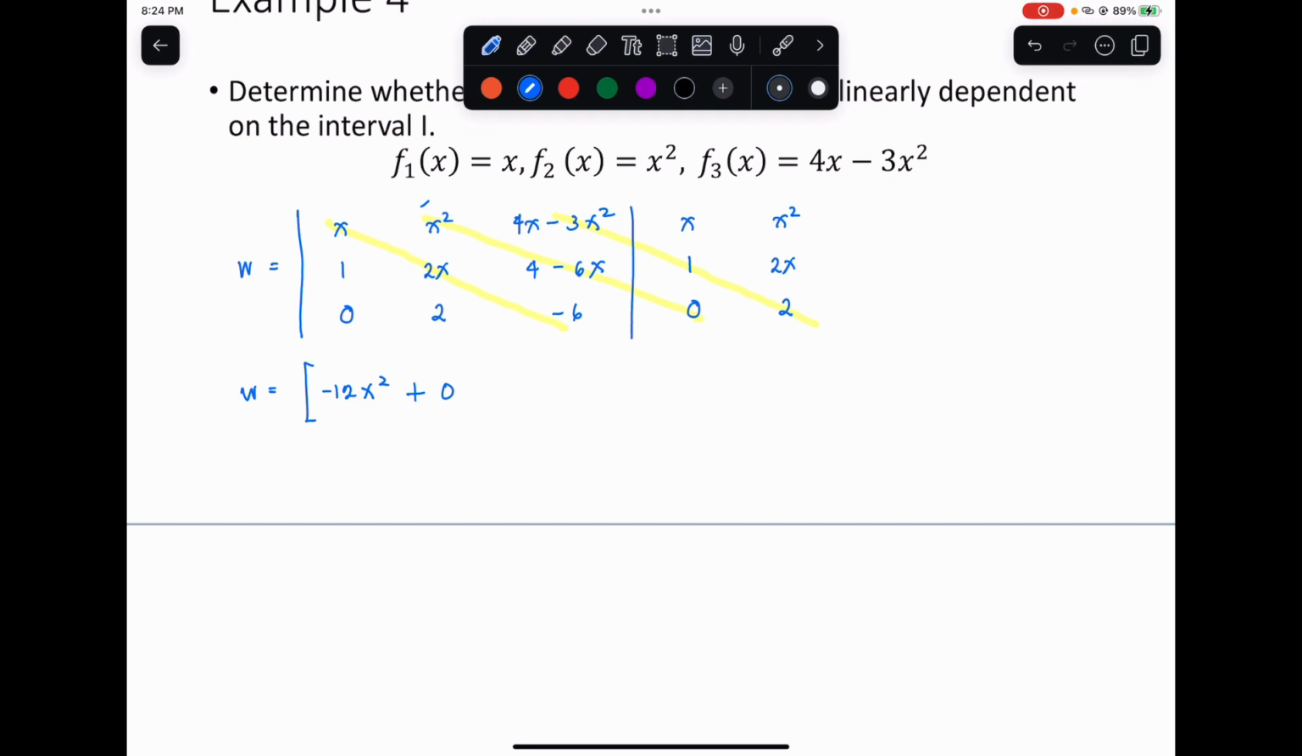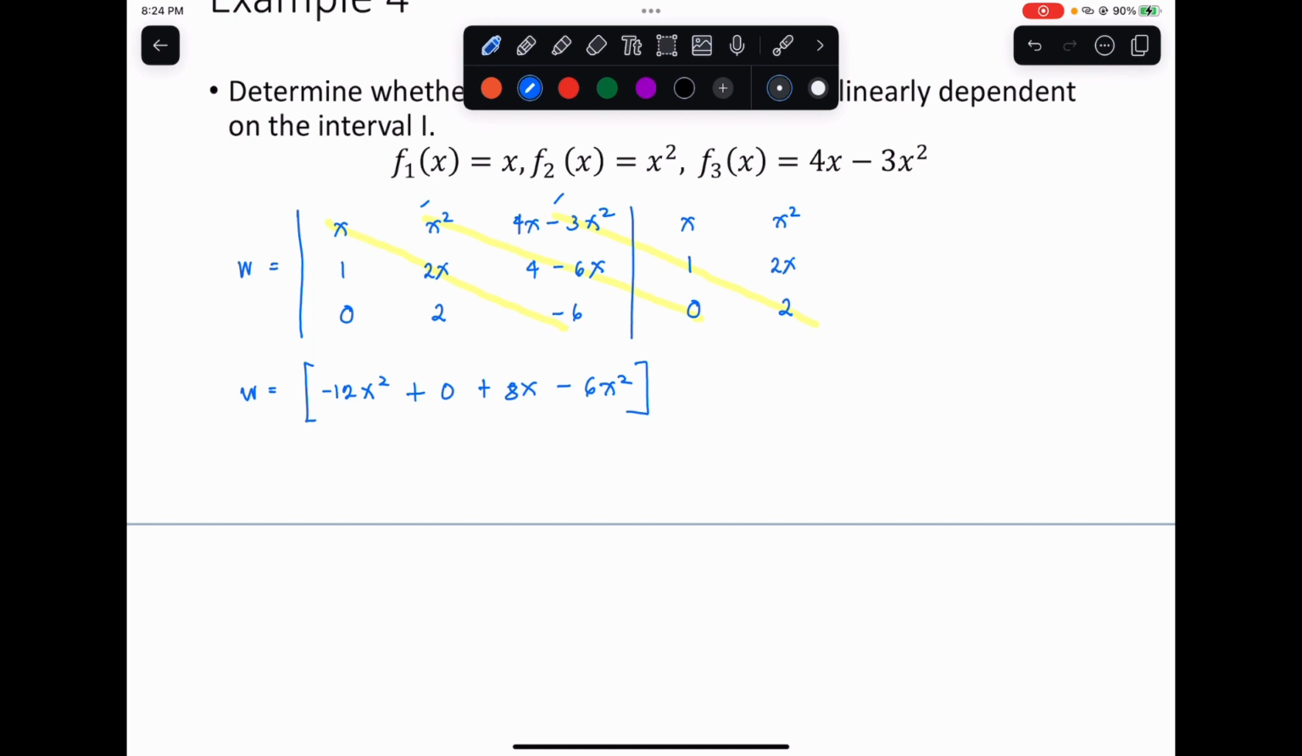And then lastly, I have 1 times 2 times this one, 4x negative 3x squared times 1 times 2. So 1 times 2 is 2. 2 times 4x would be plus 8x. And then minus, 2 times 3 would be 6x squared.